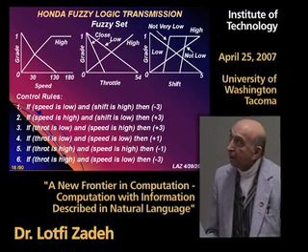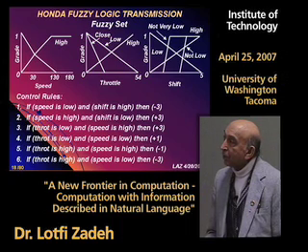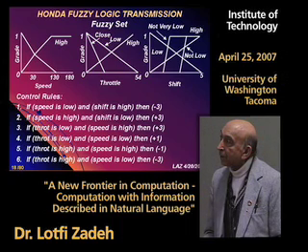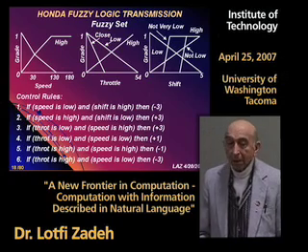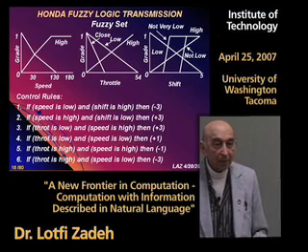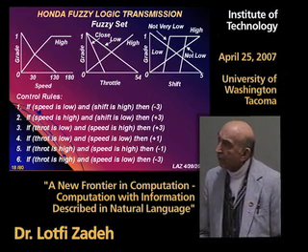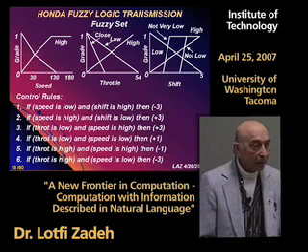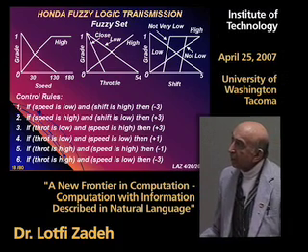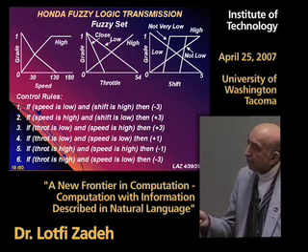Here's an example, the Honda fuzzy logic transmission. Most Japanese cars use fuzzy logic transmissions. Volkswagen uses fuzzy logic transmission, and many other cars use fuzzy logic transmission. In the United States, so far as I know, only Saturn uses fuzzy logic transmission. So this is an example. So what happens then, you have rules like this.